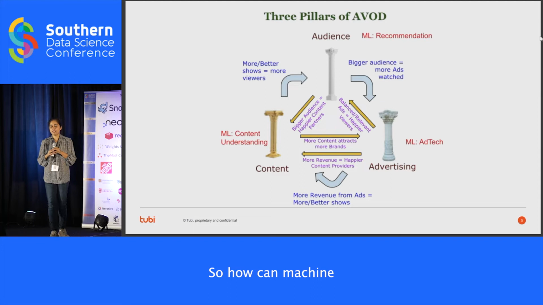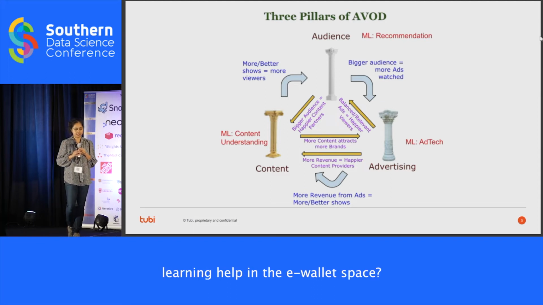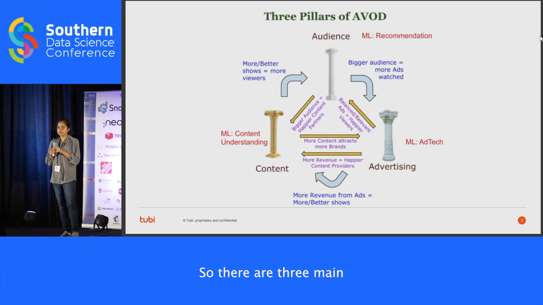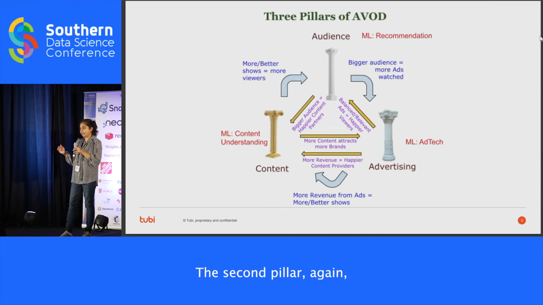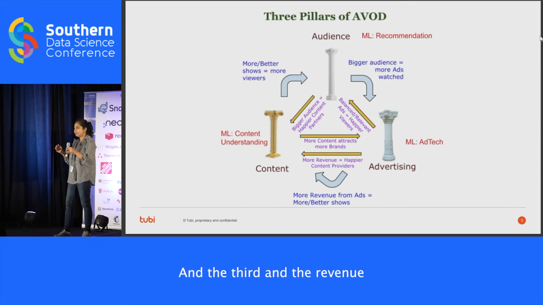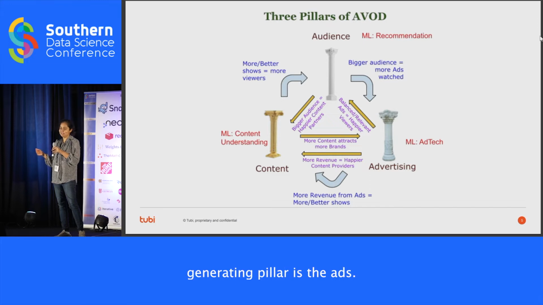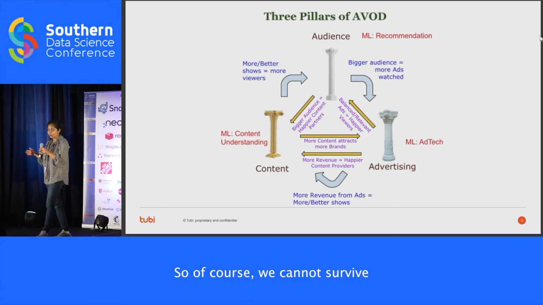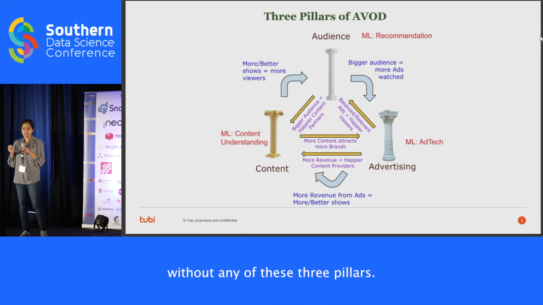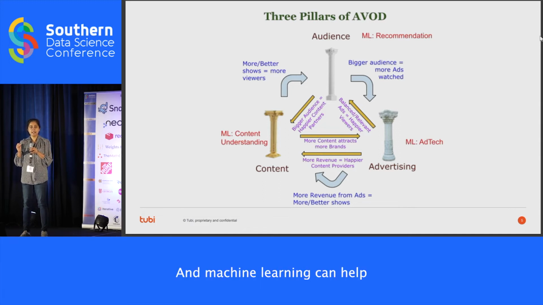So how can machine learning help in the AVOD space? There are three main pillars in an AVOD space. One, the most important pillar, of course, is the user or the audience. The second pillar, equally important, is the content pillar. Content is any titles that are available on the service. And the third and the revenue-generating pillar is the ads. Of course, we cannot survive without any of these three pillars, and machine learning can help each of these pillars in different ways.